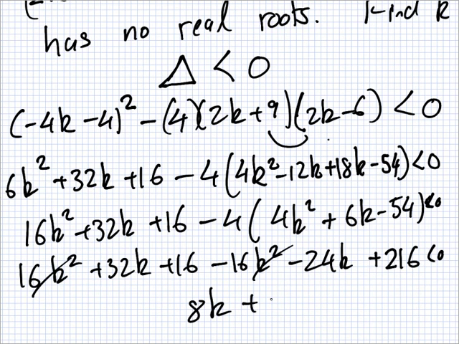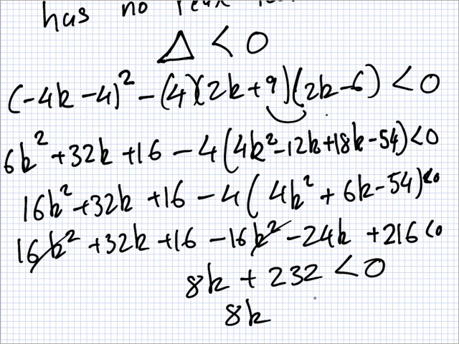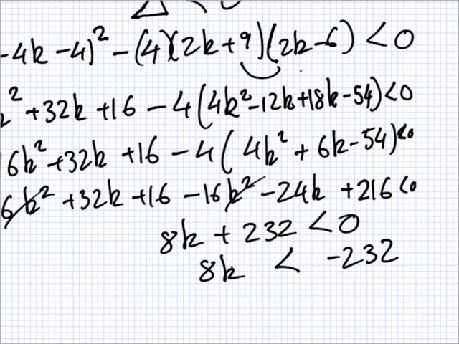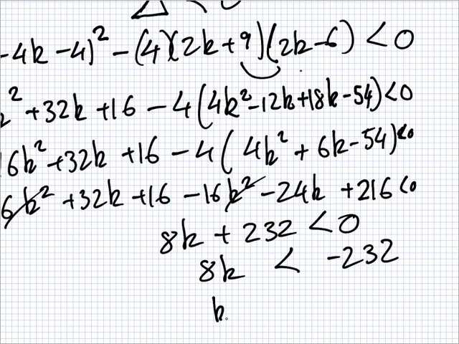8k plus 232 less than 0. So that means 8k must be smaller than minus 232. Does 8 divide into that? I don't know. 36? 29. 29. K is less than minus 29.